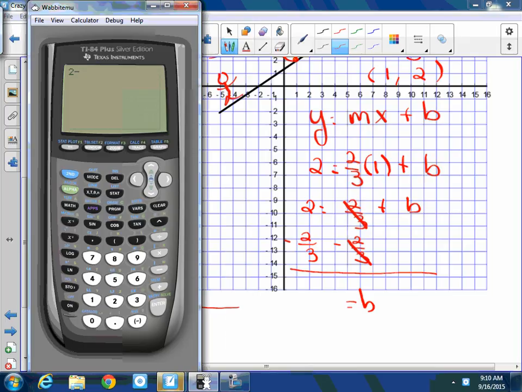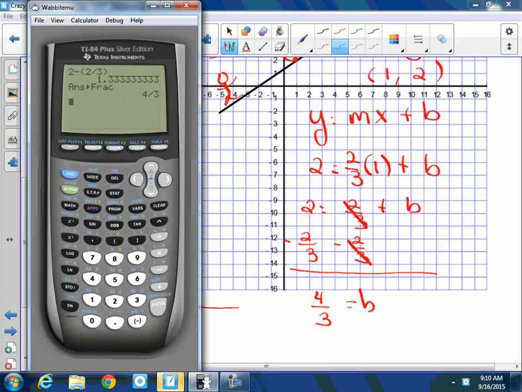Remember, fractions always go inside parentheses. Yes, you can. Now, I don't want it like that. What am I going to do? I'm going to change it to a fraction. See? And the y-intercept was not 1. It looked like it was 1, but it was a little bit more than 1. So it's 4/3.